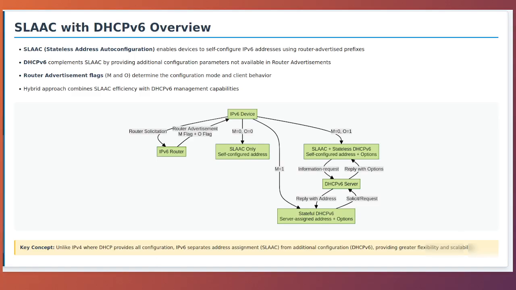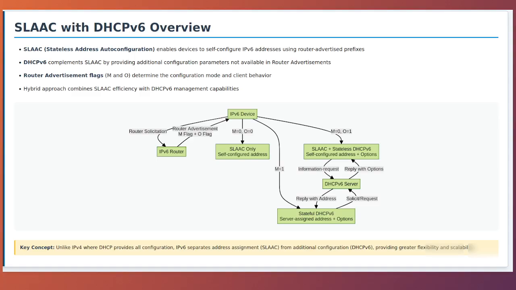The combination of SLAAC with DHCPv6 creates a hybrid model that gives network administrators tremendous flexibility. SLAAC handles the address configuration automatically, while DHCPv6 can provide additional network parameters that devices need to function properly, for example, DNS server addresses, NTP server information, and other options that SLAAC alone cannot provide. This hybrid approach leverages the best of both worlds.